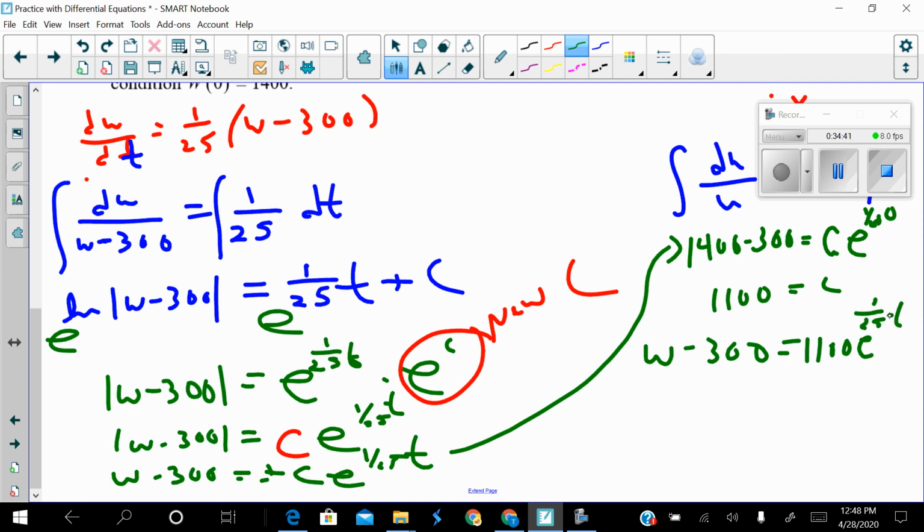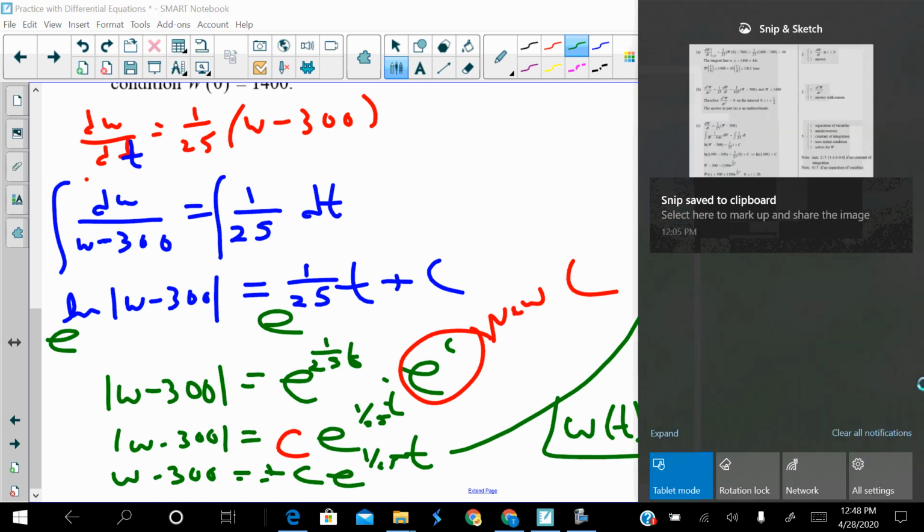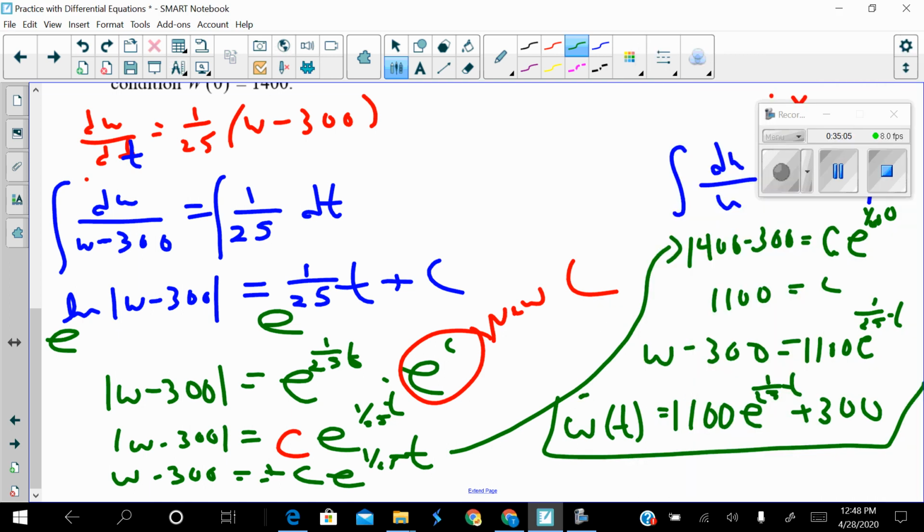So I want to solve for w. I've got to solve for my function. And when you solve for it, make it look pretty, put it in function notation. So call it w of t is equal to 1100 e to the 1/25 t plus 300. That would be the particular solution. You'll see, if you plug in 0 for t, w will be 1400.